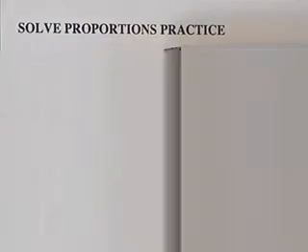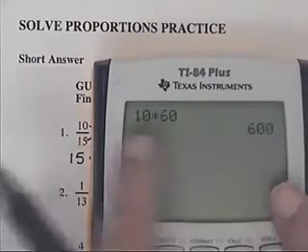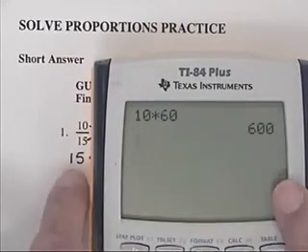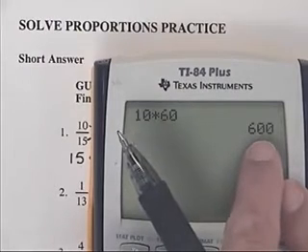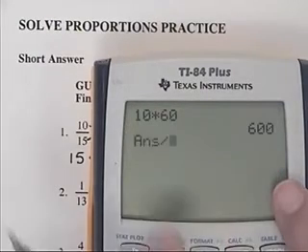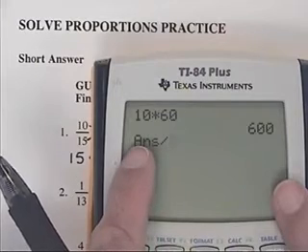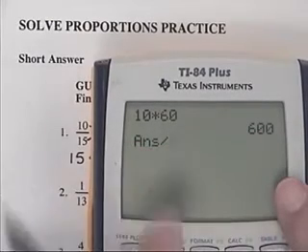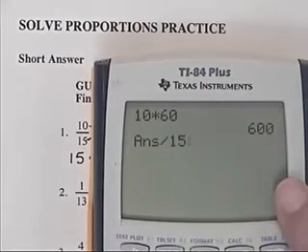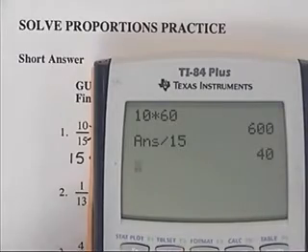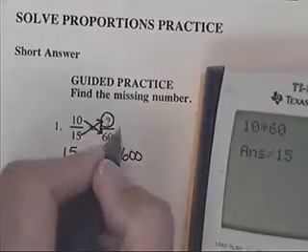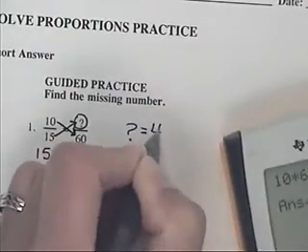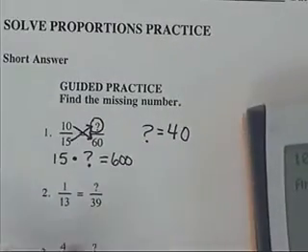Well, I already have the 600 in my calculator. It's right here. I did 10 times 60 and got 600. Now I'm going to take the 600 and divide by 15. I don't even have to type the 600 again. All I have to do is hit the divided by sign, and over here it says answer. That means the answer I just got in the last problem. The answer divided by 15. And when I do answer divided by 15, it tells me that the question mark is going to equal 40.